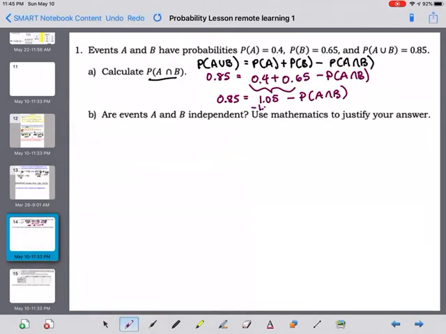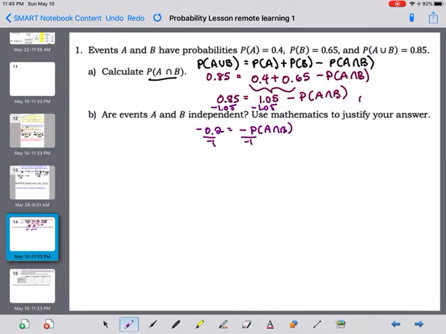Okay. And now we solve. So we subtract this from both sides. 0.85 minus 1.05 gives us negative 0.2 equals negative P(A and B), and we just divide by negative. So that means that 0.2 is the probability of A and B happening. So that's going to be important.